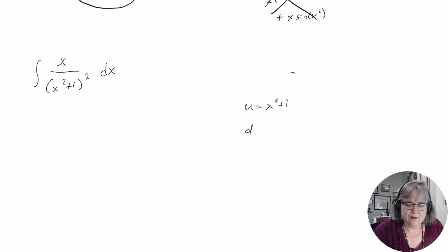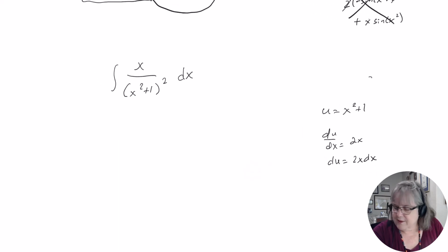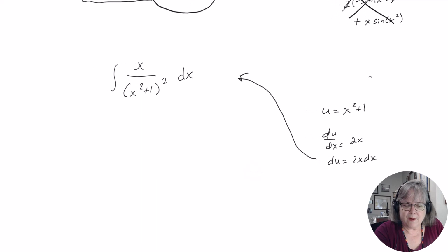So du/dx is 2x. Du is 2x dx. All right. So we look back over here, and we've got the dx part taken care of. We've got the x part taken care of. We just need a 2. So we put a 2 right here, and we immediately undo it.